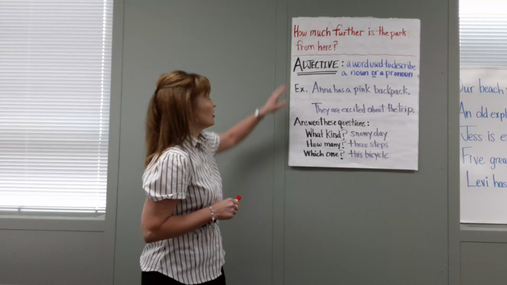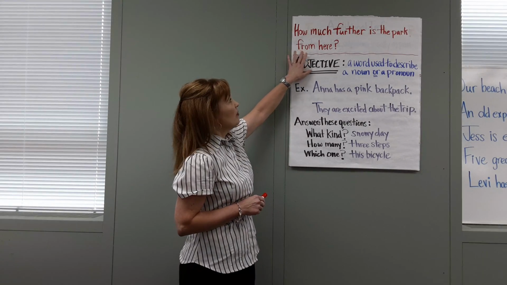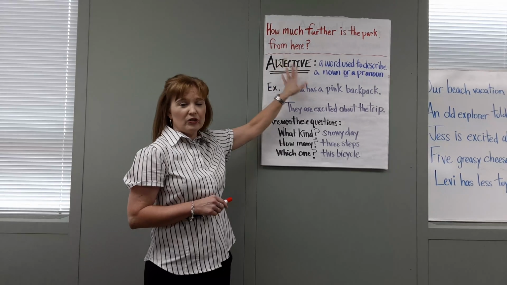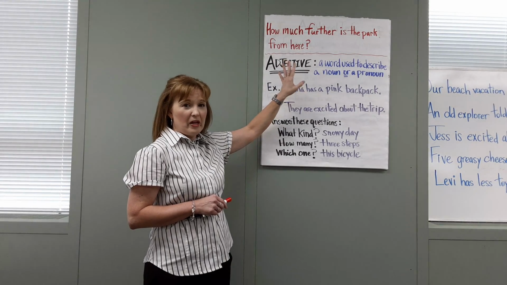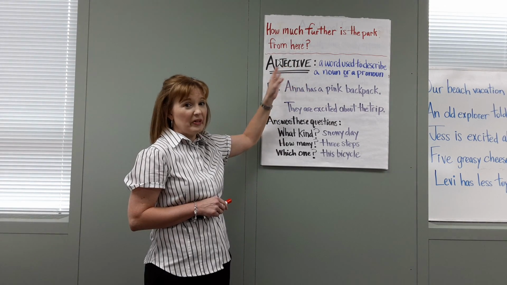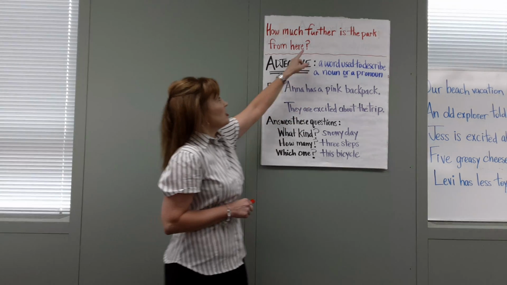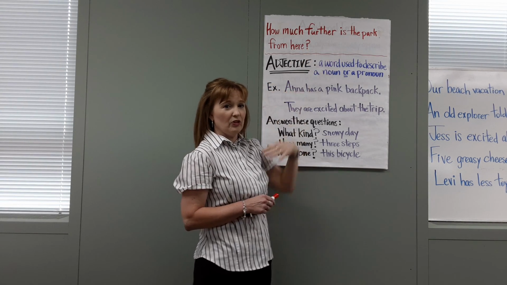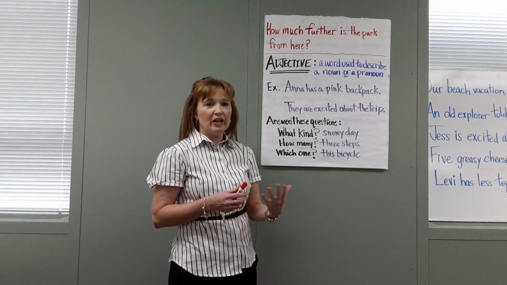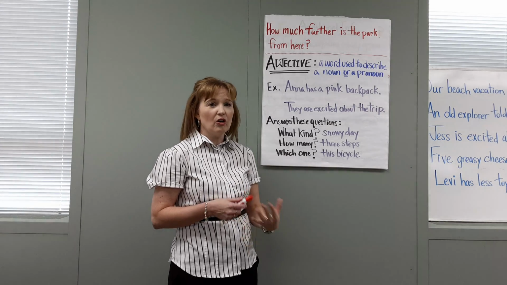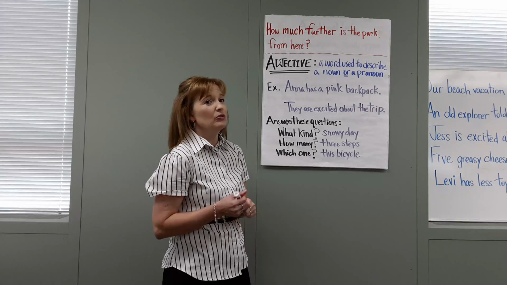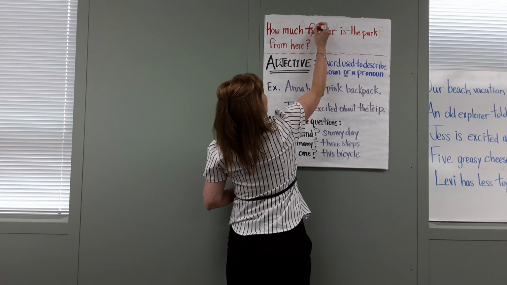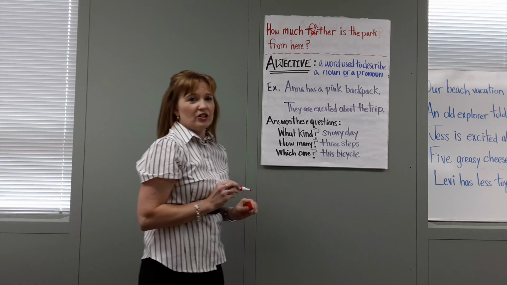So let's take a look at this sentence here. How much further is the park from here? Now, if you didn't have a knowledge of adjectives, you may think that the sentence is correct, but it's actually not. The adjective is further, and you can't use further when you're referring to physical distance. If I can measure it in inches or yards or miles, I have to use farther. So let's change this U to an A, and that's the correct adjective to use.